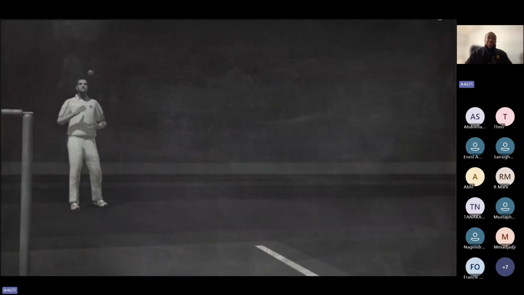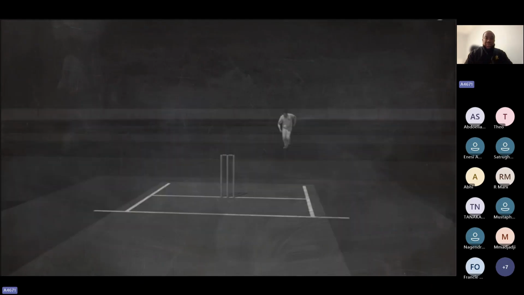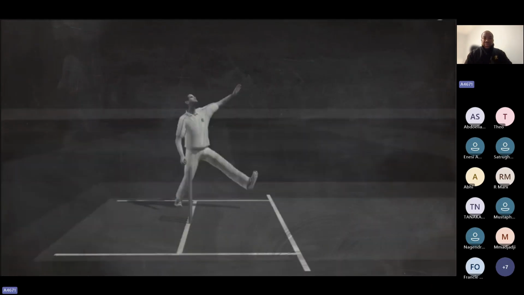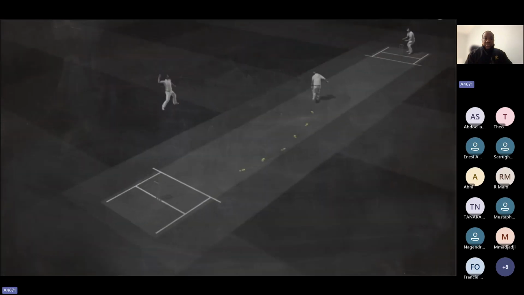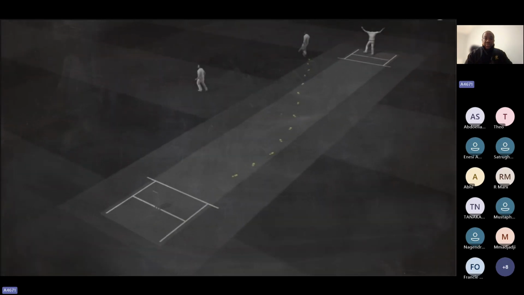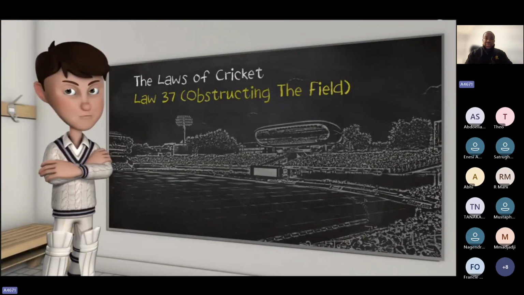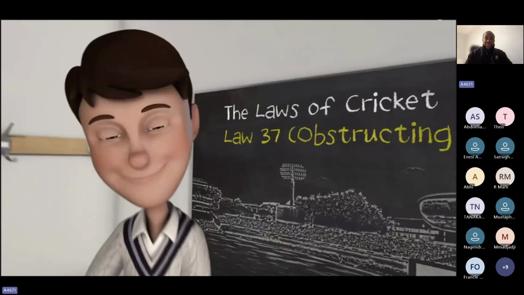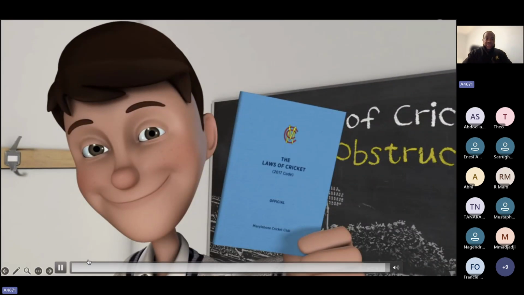Mind you, it's not always an easy decision. Here, the batsman deliberately crosses out of the legal running area in order to attempt to obstruct a throw. There is no other reason why the batsman should be running across the pitch. What looked an accident was, in fact, an illegal incident. To avoid any possible confusion, read Law 37 in black and white in the blue book.